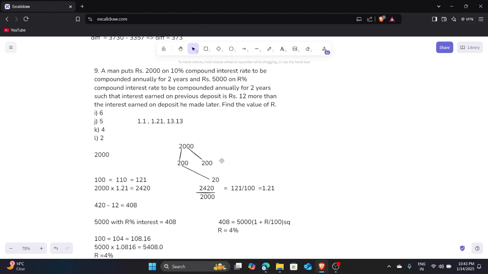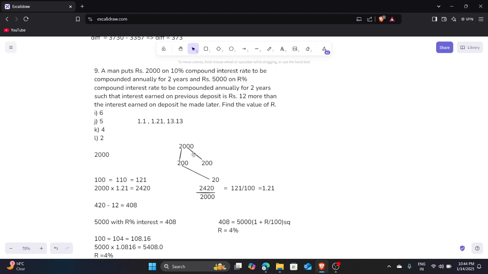Okay, so what they are saying, this 2,000 money he gives somebody and gets 10% compound interest on it for 2 years. Now, there is a method of doing compound interest. One is the formula method, and one is this type of method, the tree method, you can say. What is the difference between simple and compound? In simple interest, every year, or every time interval, the interest is only on the principal. But in compound interest, every year, the interest also comes on the interest they got before. It means interest on interest.